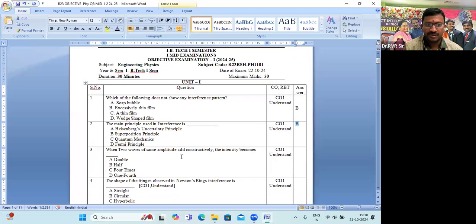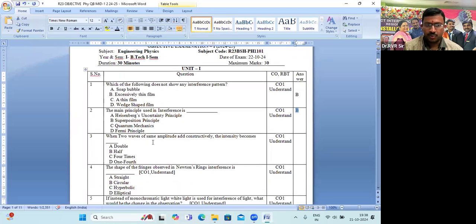principle of superposition. And the third one is, when two waves of same amplitude, intensity becomes double, then option A double, B half, C 4 times, D 1/4. You can expect the answer, it is C, 4 times.